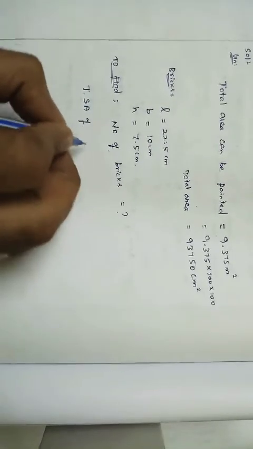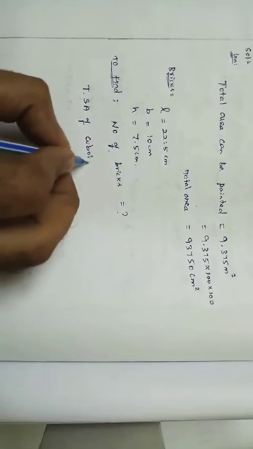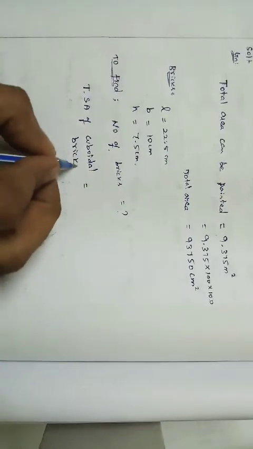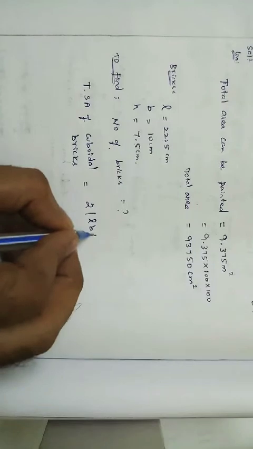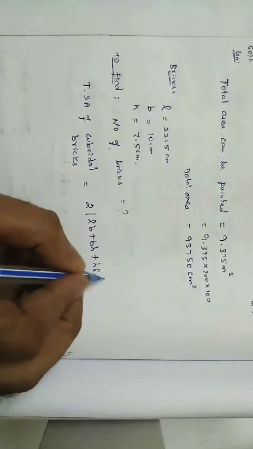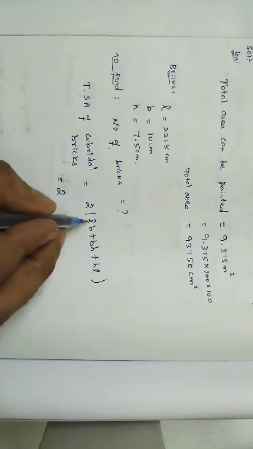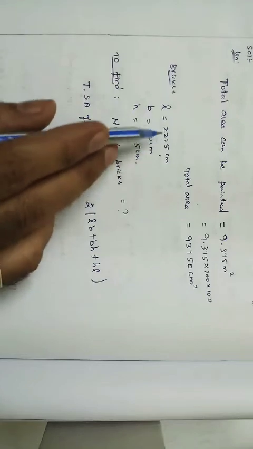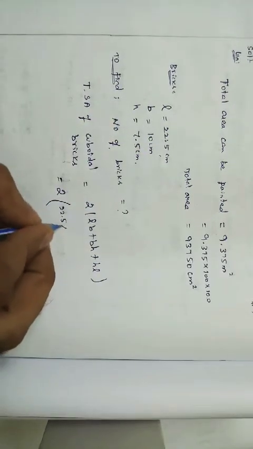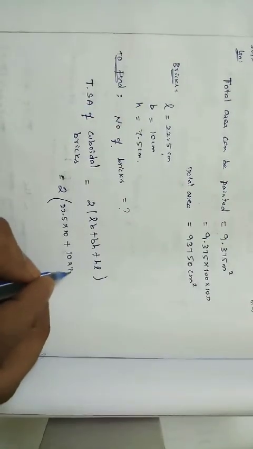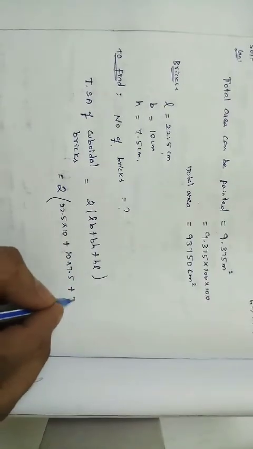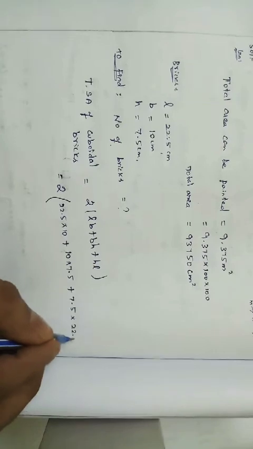TSA of cuboidal bricks is nothing but 2 into LB plus BH plus HL. It is equal to 2 into, you know the values of L, B and H, substitute: L into B, that is 22.5 into 10, plus B into H, 10 into 7.5, plus H into L, 7.5 into 22.5.